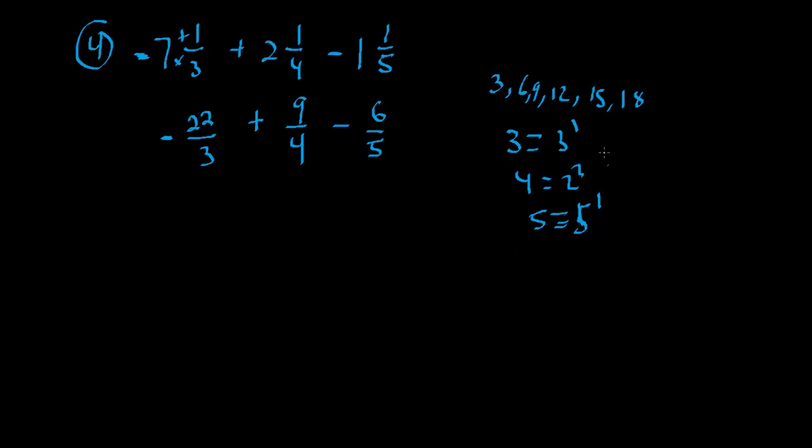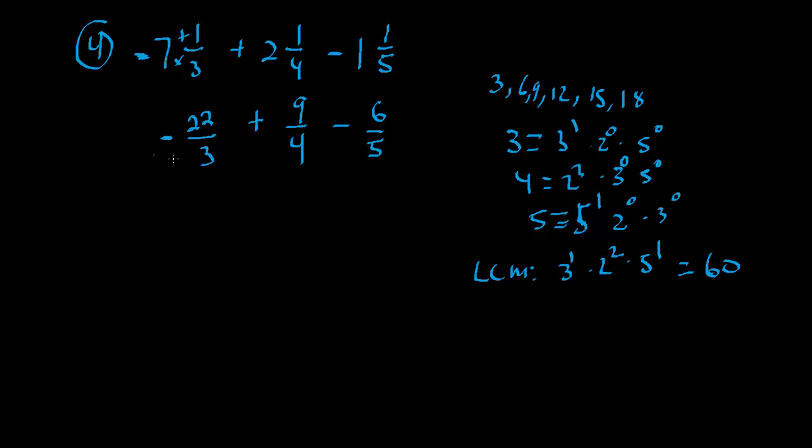So, as you can see, this one has 2 to the 0 and 5 to the 0. Nothing in common. 3 to the 0, 5 to the 0. Nothing in common with this one. 2 to the 0, 3 to the 0. So when you do LCM, you take the greatest, which is just this. So the LCM is actually just 3 to the first times 2 squared times 5 to the first, which is just 60.